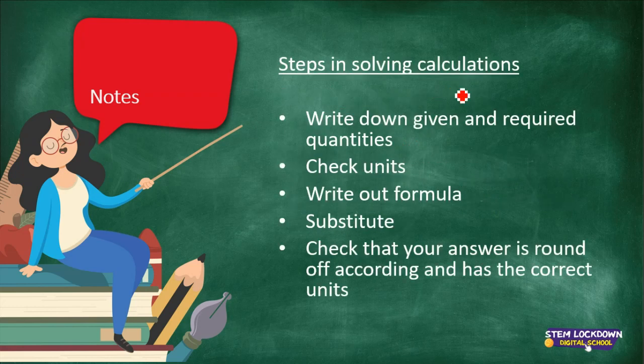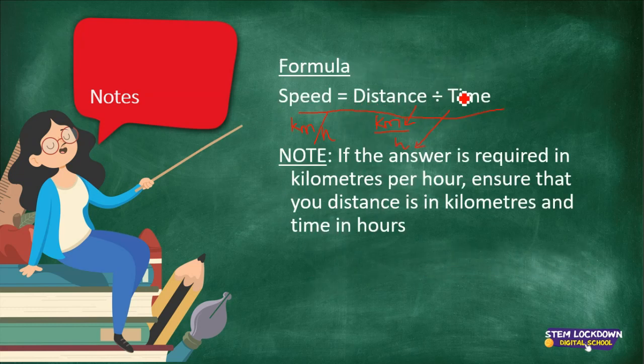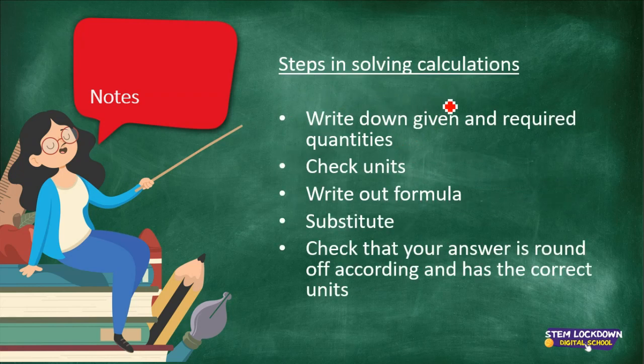Now these are the steps I usually use when I work with these types of calculations. First step, from your scenario, write down what is given. Because we are dealing with three quantities, speed, distance, and time, they'll give you two, and they'll require you to calculate the other one. So write what is given, and then also write what is required.